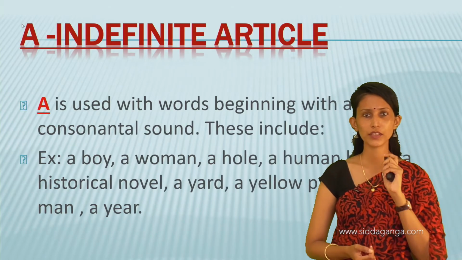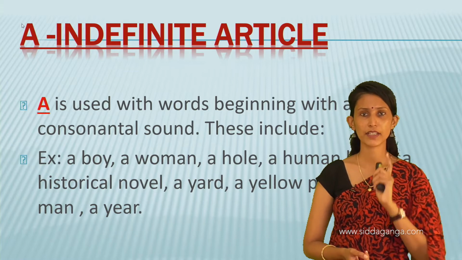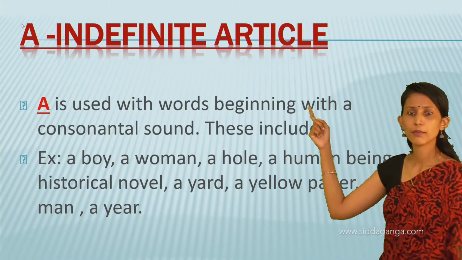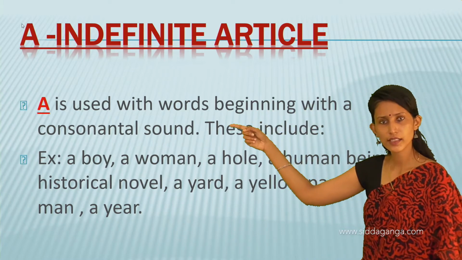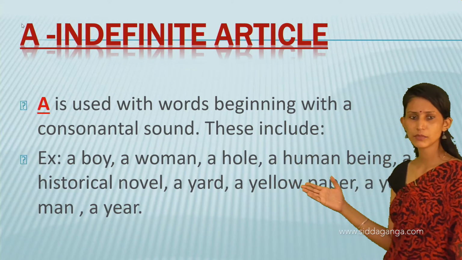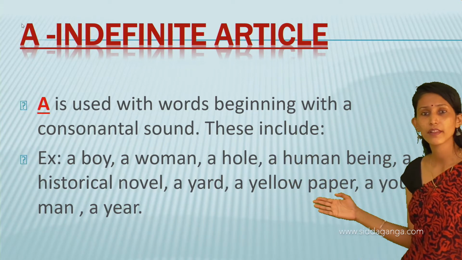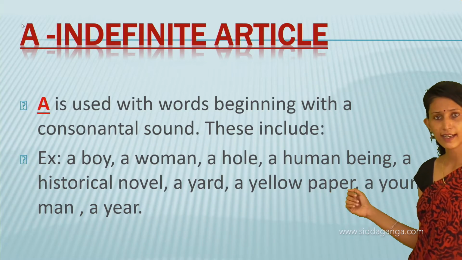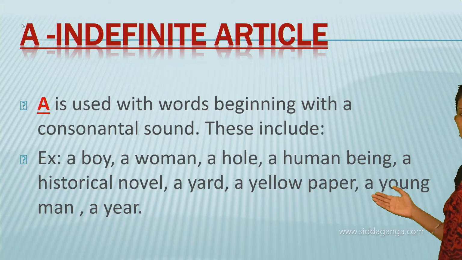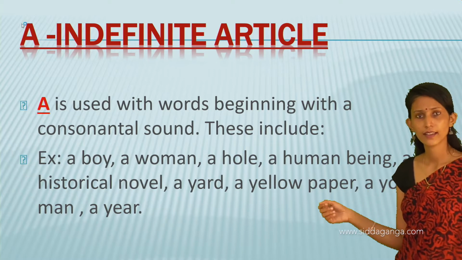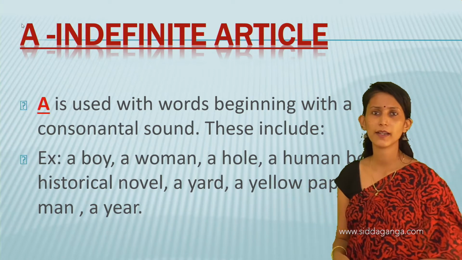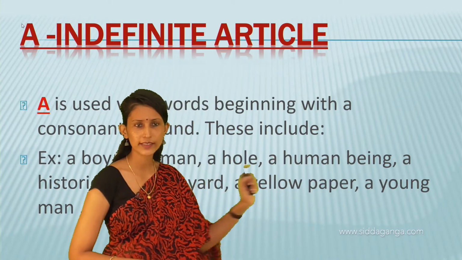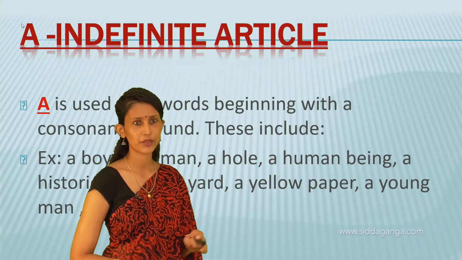Alright, now we'll go into the indefinite article. Now where are these used? Before words beginning with a consonantal sound. Can you see the examples here? A boy, a woman, a whole, a human being, a historical novel, a yard, a yellow paper, a young man, a year. Okay, so these are the ways where you use a. Have a look at all these examples that I have laid down for you.